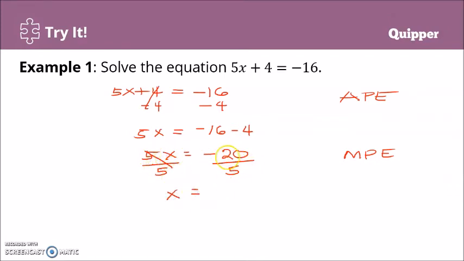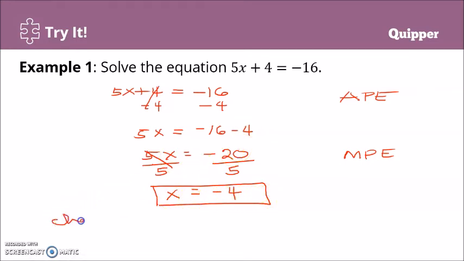And so, we have negative 20 divided by 5. So, negative ang isa. So, yung sagot is negative. So, 20 divided by 5, that is 4. So, x equals negative 4. So, this is now the value of x. So, eto na yung sagot. Then, we check if our answer is correct.